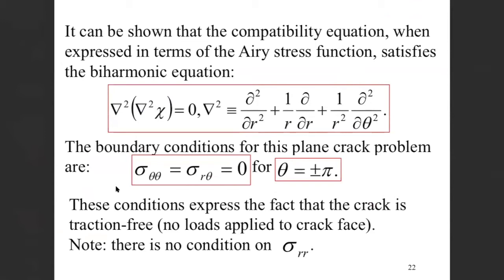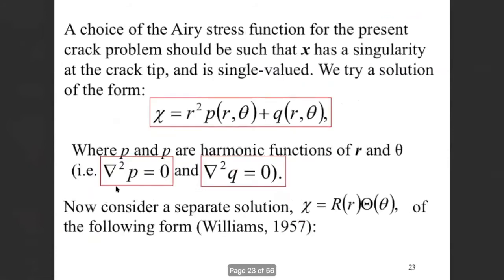For plus and minus pi, the only condition on the stress in the radial direction is that the stress field should go to 0 as we get infinitely far away. No, that's not true in this case, because we're still applying a macroscopic load. There are other geometries where the stress has to go to 0 far away, but not for this one. Okay.